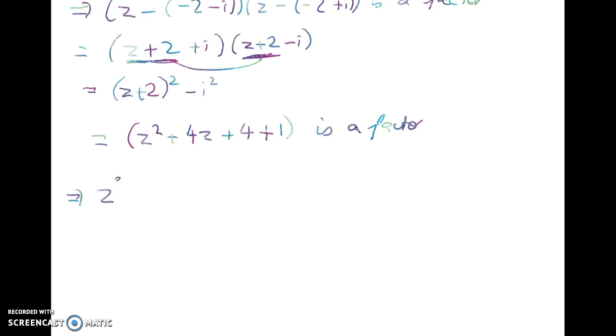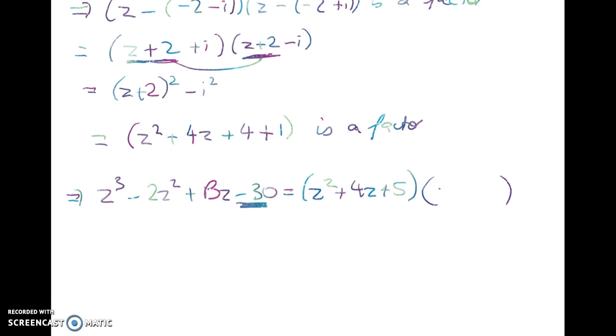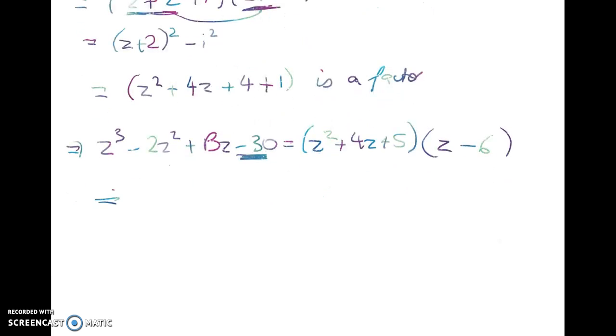So we can write z cubed minus 2z squared plus bz minus 30 as (z squared plus 4z plus 5) times something. And now it's very easy to spot what to put in here. It's got to be z take away 6. Be careful, we've still got to go back and get b, but we can say that the roots are z equals -2, -2 plus i, -2 minus i, and 6.